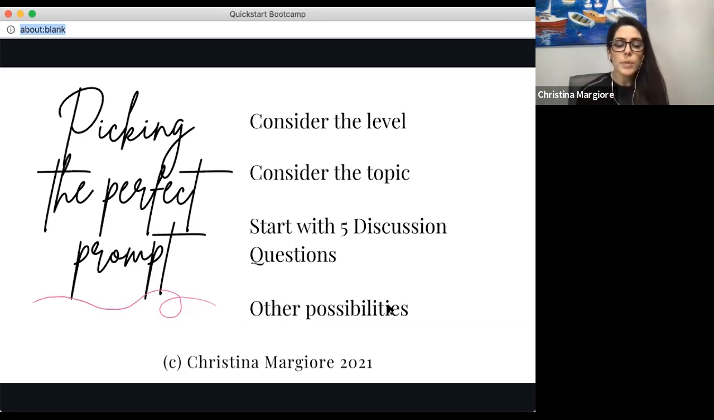And your other possibilities for prompts. Socratic seminars are super flexible. So discussion questions are the best way to go in the beginning because you want your students to learn how to work through this Socratic seminar. You want them to learn their role. So you don't want to give them an article off the bat or a video, because that's a little bit more challenging. Discussion questions are straightforward.